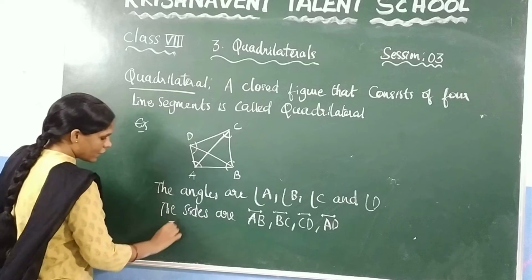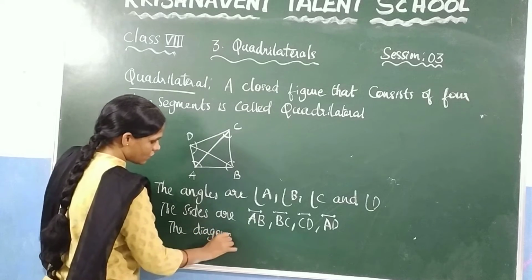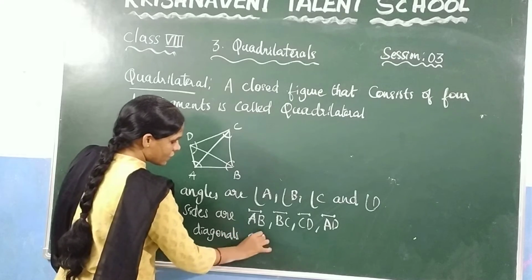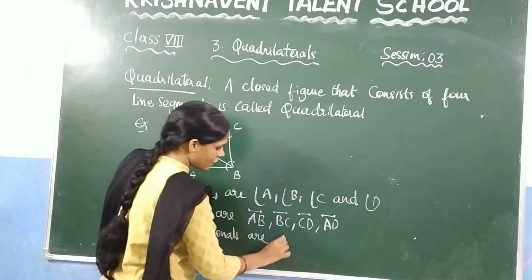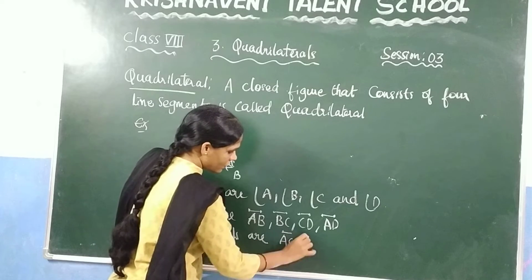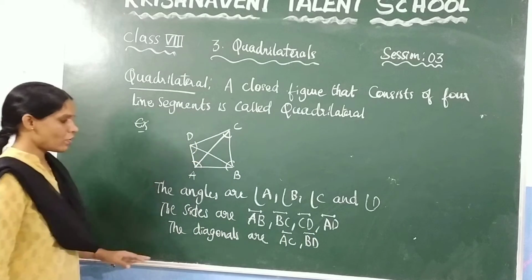And after that, the diagonals. What is meant by the diagonal? The line segment joining the opposite vertices, we call it a diagonal. In this case, what are the diagonals? AC is one diagonal and BD is one diagonal. So write it here, AC and BD. These are the two diagonals. And all this we have already discussed.